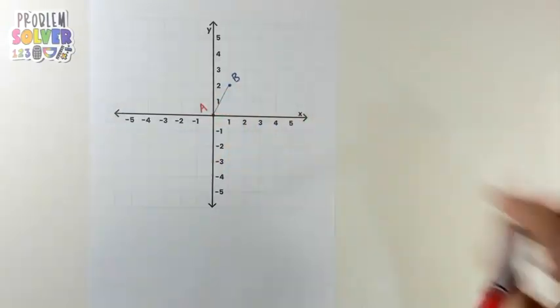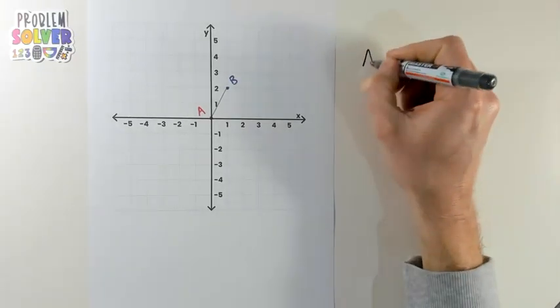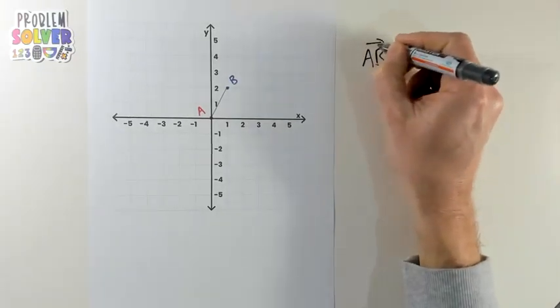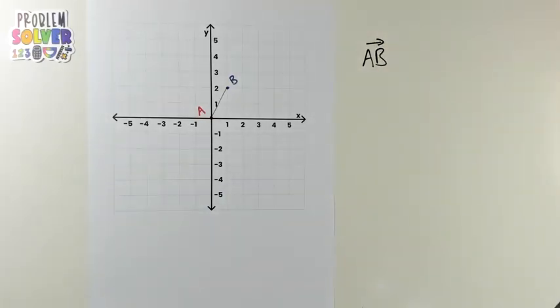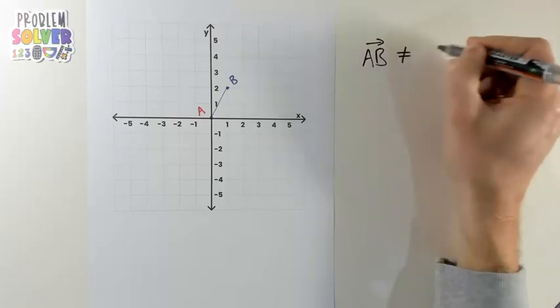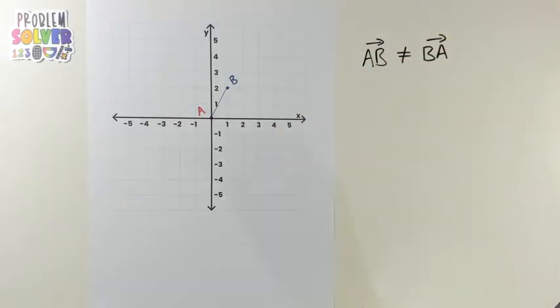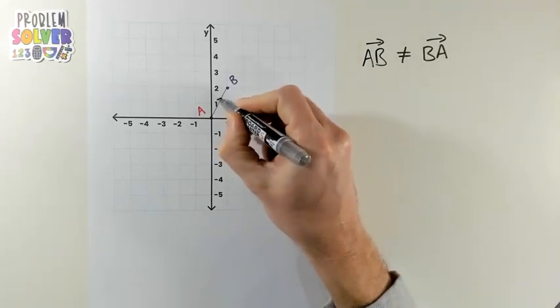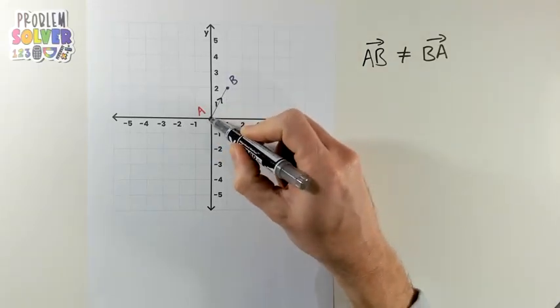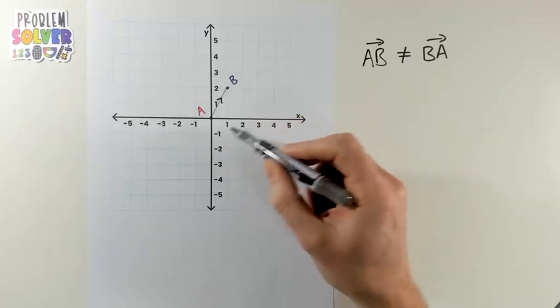If I'm going from A to B, the easiest way to write it is AB with a little arrow. If you see that arrow, you know that's the direction from A to B. It is not the same as B to A. A vector has this little arrow saying we're going from A to B, and if I'm going in the opposite direction, that's not the same thing.